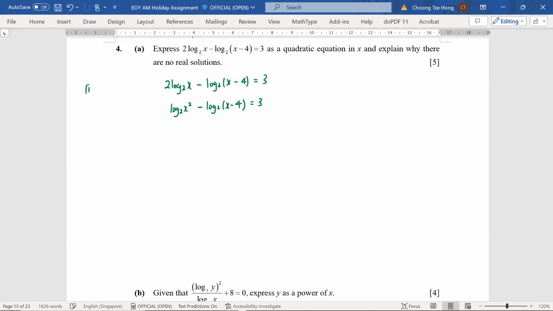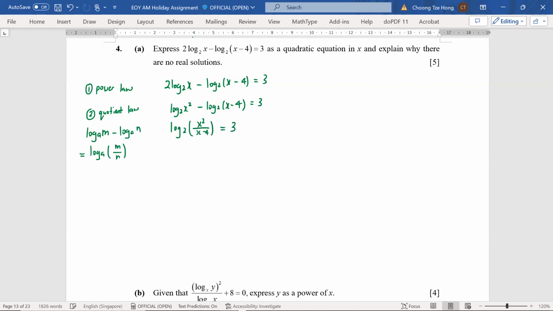So over here, the first step, we apply the power law. Then for the second step, in order to combine these two log terms together, we will apply the quotient law. If you recall, the quotient law goes like this: if you have log base a of m minus log base a of n, you need to have the same base in order to apply the quotient law. Then they will combine to become log base a of m over n. So over here we will have log 2 of x squared over (x minus 4) equals 3.